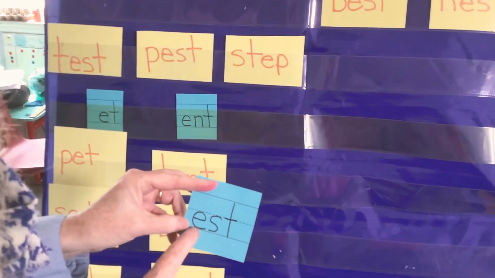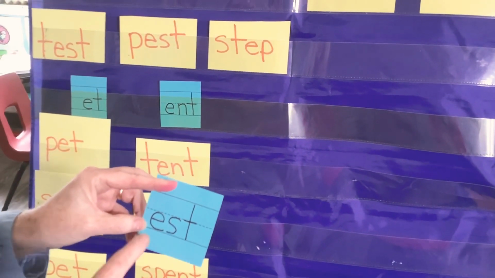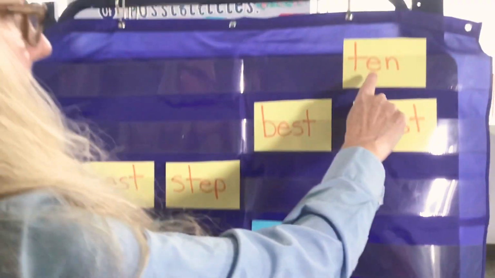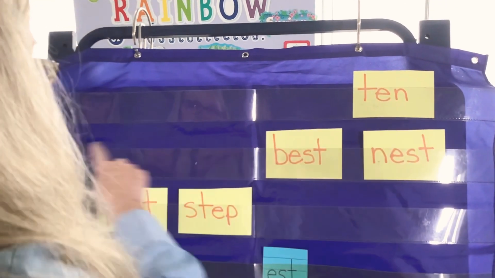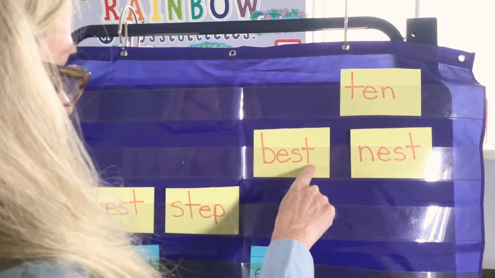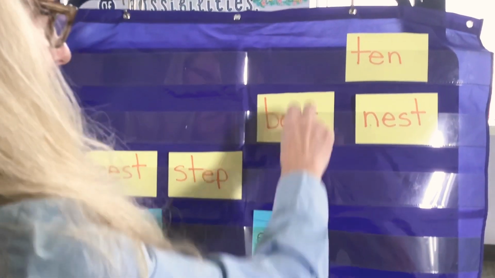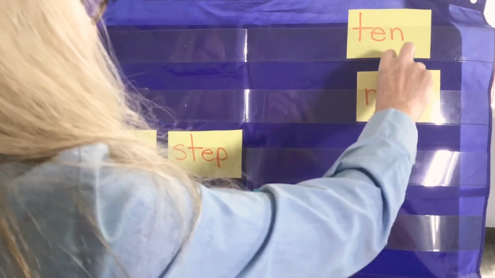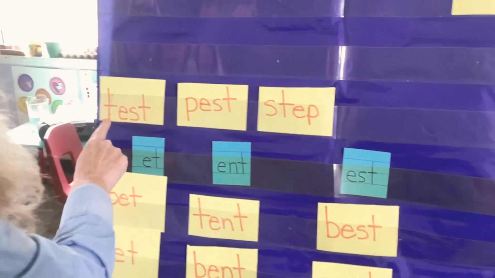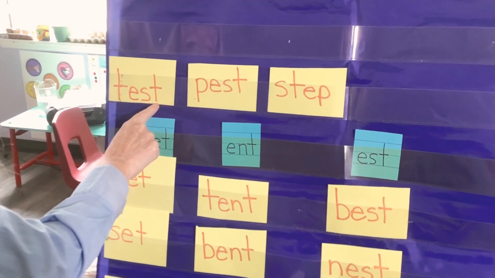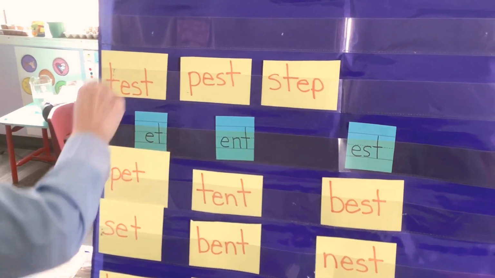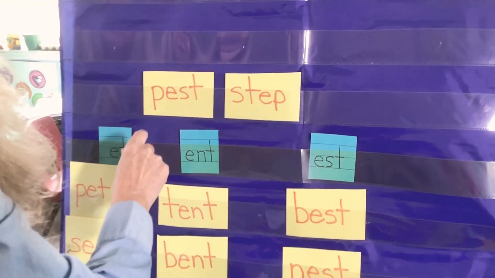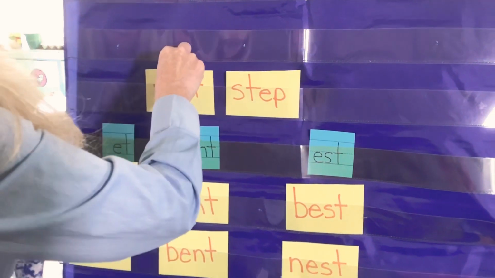Okay, this is E-S-T. Est. Let's look for est words. So we start at the top again. Is that an est word? Nope. Next row. Est. Oh, yeah. Ba-est. Best. Go again. Nest. Good. Let's look again. Is that an est word? It is. Ta-est. Test. Is this an est word? Pa-est. Pest. Good.